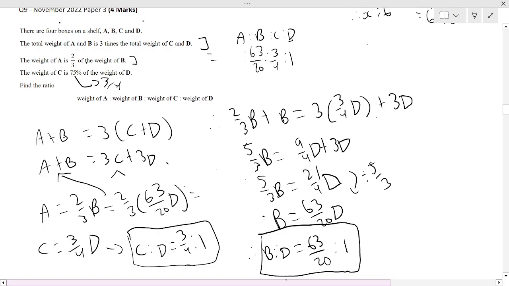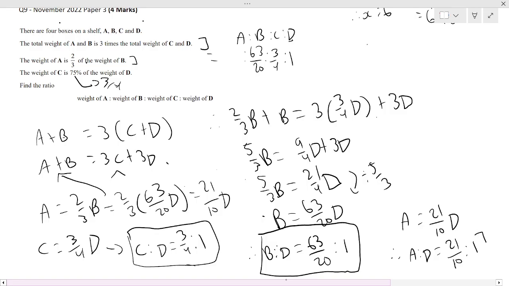So what's 2 over 3 times 63 over 20? You get 21 over 10d. So we have a is 21 over 10d. Therefore, the ratio of a to d is going to be 21 over 10 to 1 again. If d is 1, then a would be 21 over 10. That's exactly what we've got here. So for every d, we have a is going to be 21 over 10 lots of d. That's what this ratio is. So now that's our ratio, a, b, c to d.